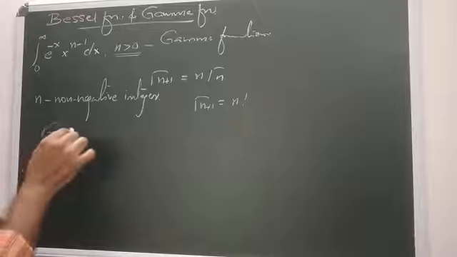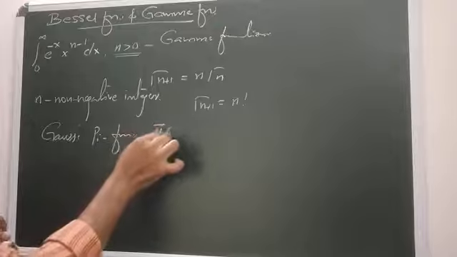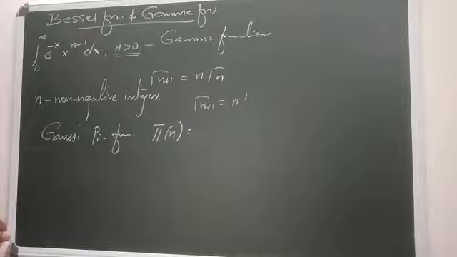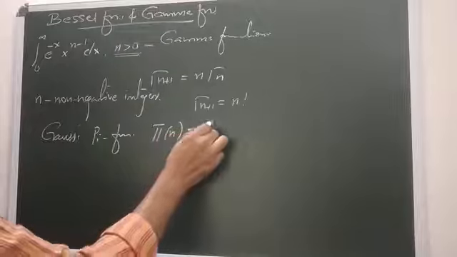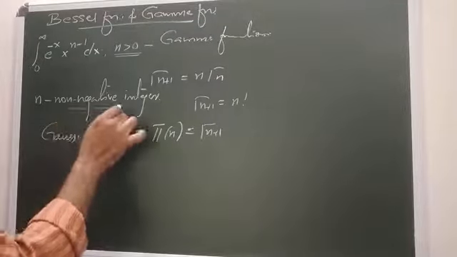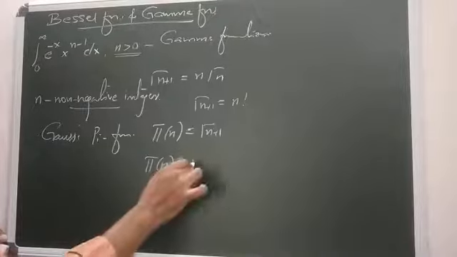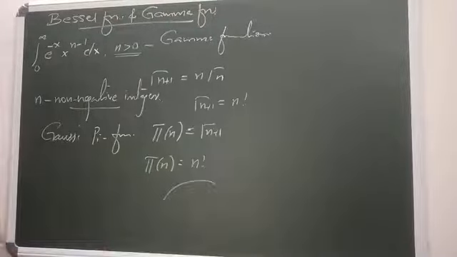It is the Gauss pi function. The Gauss pi function is defined as pi of n equals gamma of n plus 1. So the Gauss pi function is defined in terms of the gamma function. When n is a non-negative integer, the Gauss pi function pi of n is n factorial. Why? Because we know that for a non-negative integer, gamma of n plus 1 is n factorial.